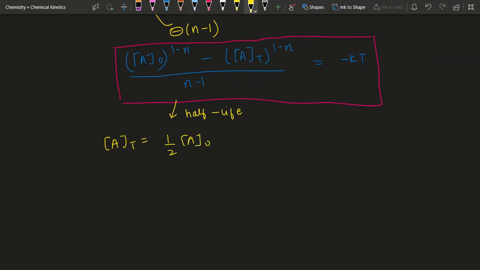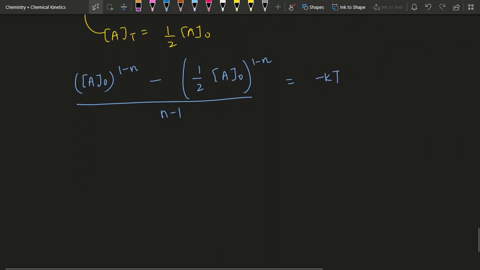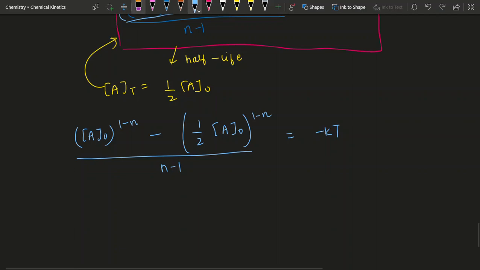So then if you put that in this expression, you arrive at a naught to the power 1 minus n, this thing doesn't change, minus 1 over 2 a naught to the power 1 minus n, over n minus 1 equals negative kt. And this t is actually your half-life. So instead of t, you're going to write t half, or whatever expression for half-life you have. Great.